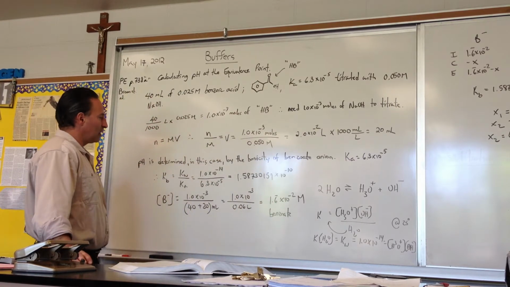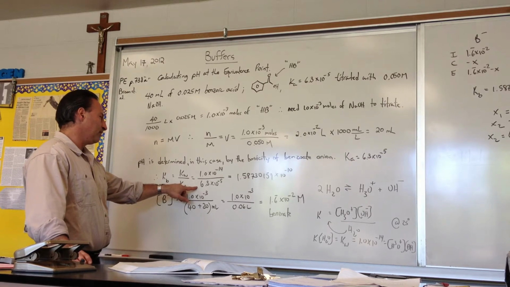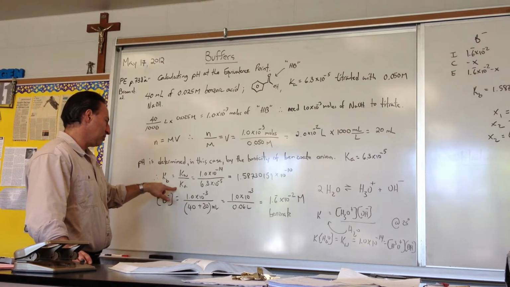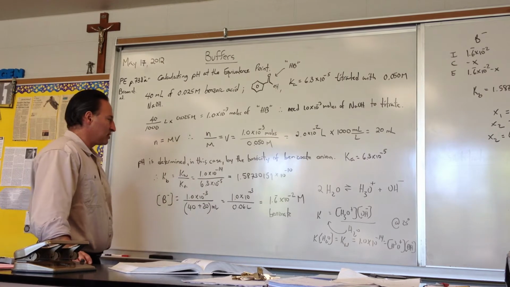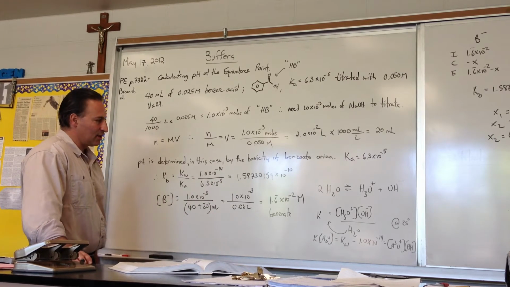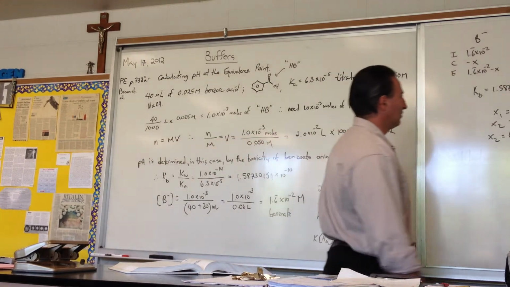We also need to find the Kb value for benzoate, because we're only given the Ka value. So you do that by dividing Kw by Ka to find Kb, or vice versa, we can flip those two quantities. And it turns out the Kb for the benzoate anion is 1.58 times 10 to the minus 10. We then set up an ICE table, if necessary.